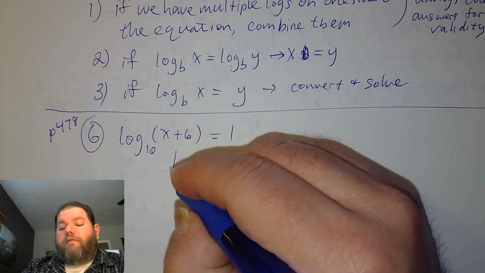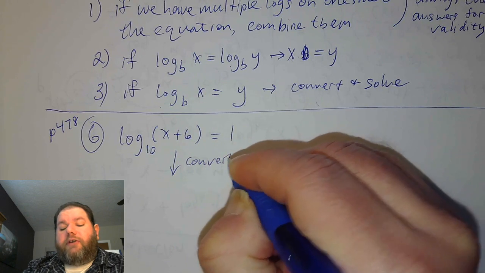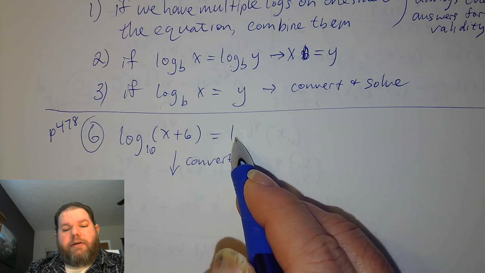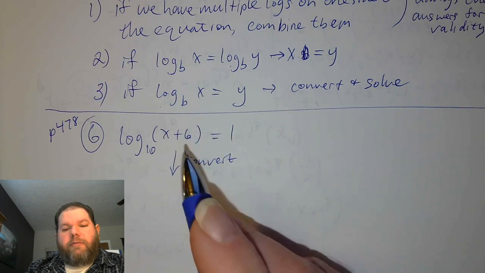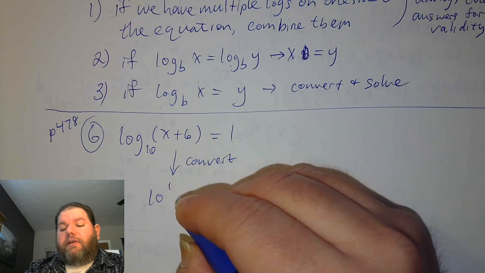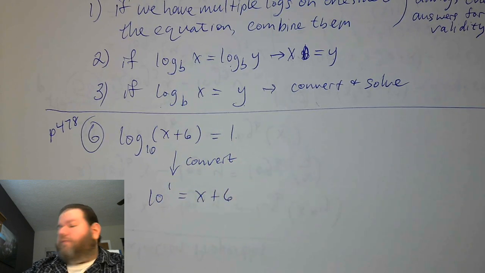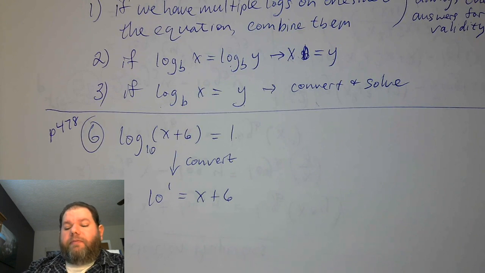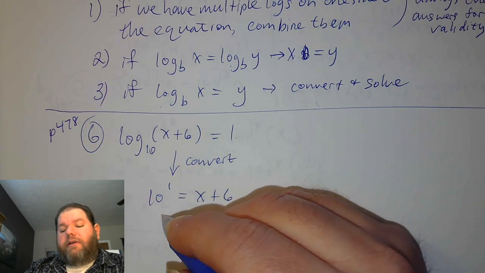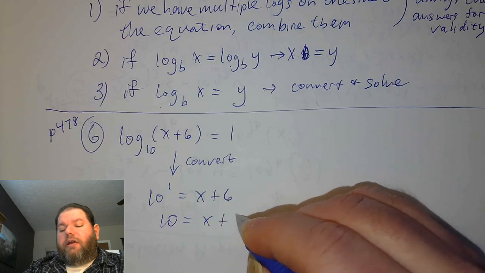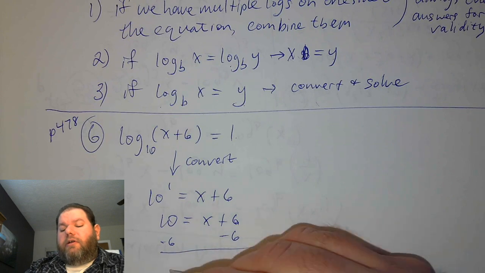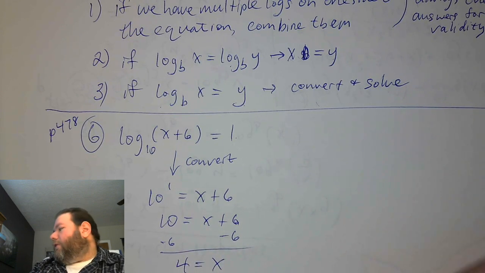So converting this logarithm to exponential form, take our base, 10, raised to the opposite side, 1, equal to the argument inside, x plus 6. So 10 to the first power equals x plus 6. And now we can just solve this for x. 10 to the first power is just 10. And then to solve for x, we just need to subtract the 6 over. And so 4 is equal to x.